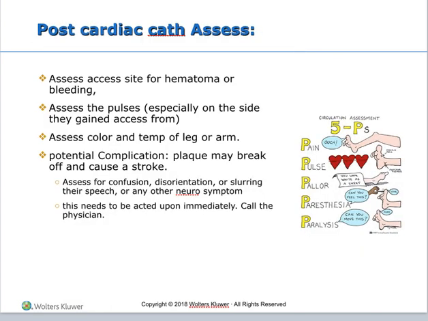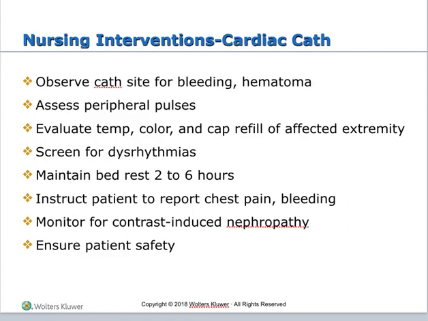Just to reiterate on post-cath assessment: bleeding, site for hematoma, pulses, color, temp of leg, potential complications, everything that I already said. Hitting it home again. Monitor for chest pain, bleeding, kidney problems. Assess and then act. Usually vital signs are done every 15 minutes times 2, 30 minutes times 2, and then hourly for 2 hours or some variation of that. So it's really very, very close assessment after they have a cardiac catheterization done.